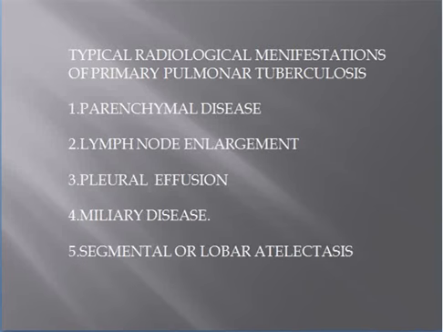Typical radiological manifestations of primary pulmonary tuberculosis are: number 1, parenchymal disease, lymph node enlargement, pleural effusion, miliary spread or miliary disease, or segmental or lobar atelectasis. Actually, these are the findings of primary pulmonary tuberculosis, which can be seen on different radiological investigations.